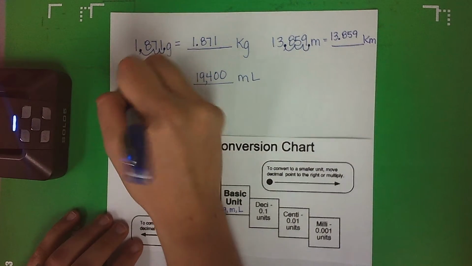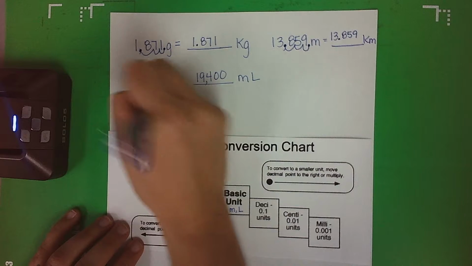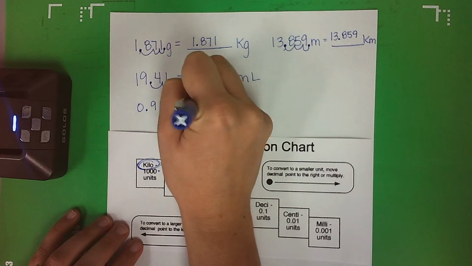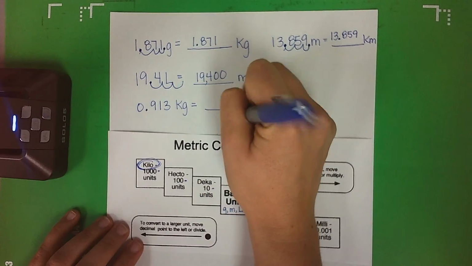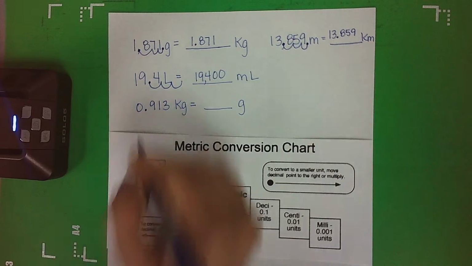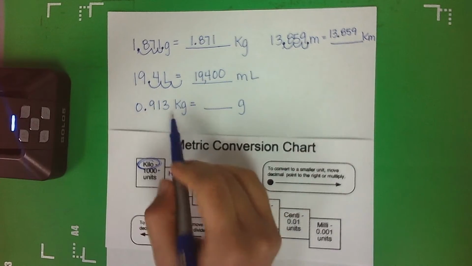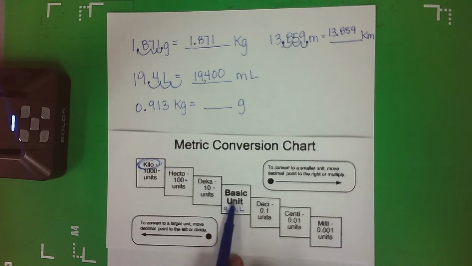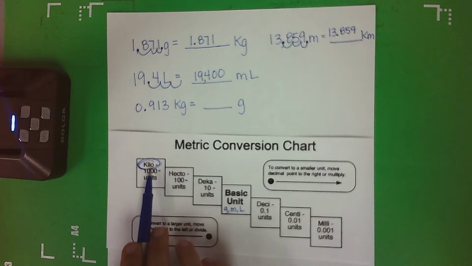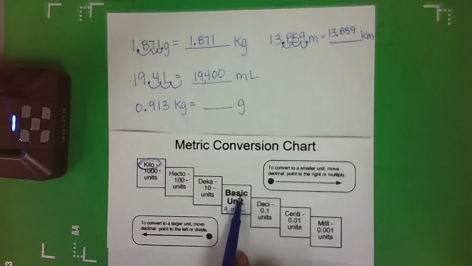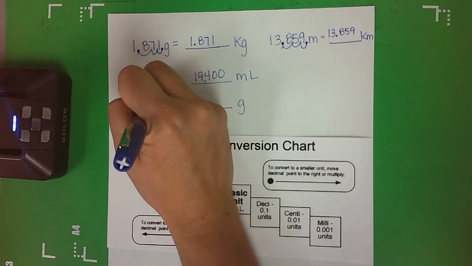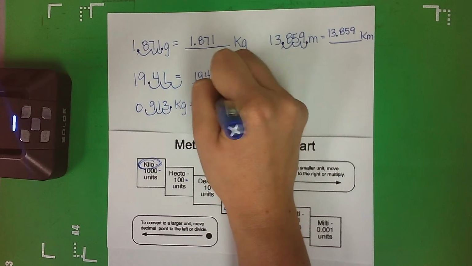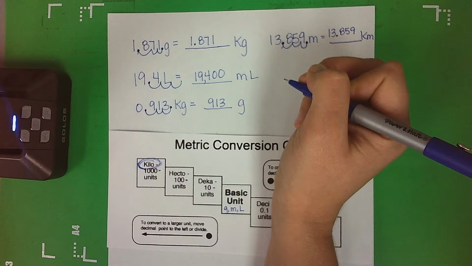Alright, so let's do the next one. 0 with a decimal, 913 kilograms is how many grams? Okay, well, it gives me a decimal right here. So I noticed that right off the bat. I'm also starting at kilograms. So I'm starting at kilograms and I'm going to grams. So I'm going to go 1, 2, 3 to the right. So this is going to be 1, 2, 3 to the right. So this would be 913 grams.